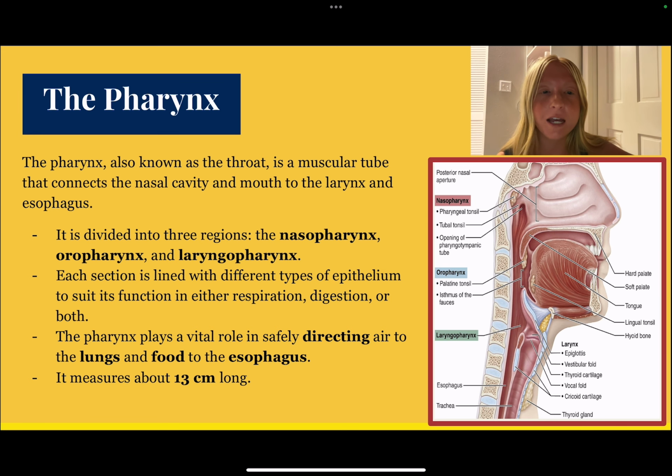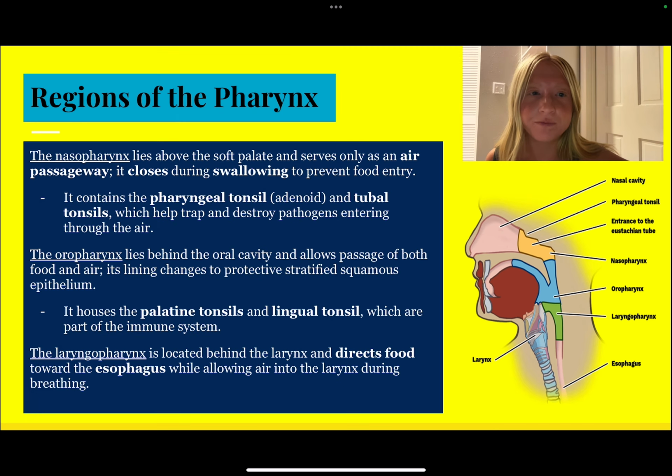The pharynx. It is also known as the throat, and it is a muscular tube that connects the nasal cavity and mouth to the larynx and esophagus. It is divided into three regions: the nasopharynx, which you can see in red, the oropharynx in blue, and the laryngopharynx in green. Each section is lined with different types of epithelium to suit its function, either respiration, digestion, or both. The pharynx plays a vital role in directing air and food to the larynx and esophagus, and it measures about 13 centimeters, or 5 inches, long.